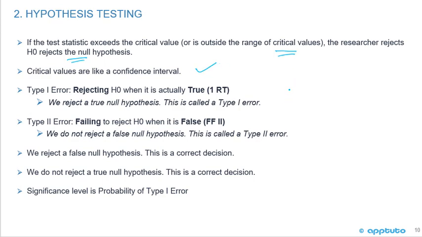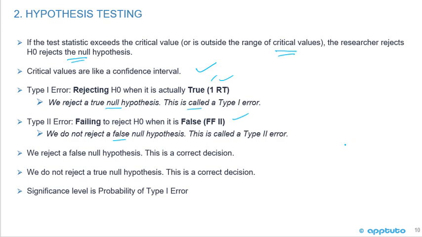So we can have two types of errors. A type 1 error is rejecting the null hypothesis when it's actually true. So I put here a little memorization, RT, rejecting when true. That's one RT, type 1 error, okay? So we reject a true null hypothesis. That's called a type 1 error. Failing to reject when it's false, so I put FF2 as my little memory aid. Failing to reject the null when it's false is a type 2 error. We do not reject a false null hypothesis. This is called a type 2 error.